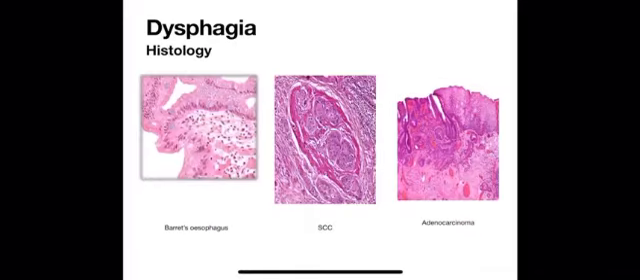This is the histology. First diagram shows an intestinal metaplasia of the lower end of the esophagus, showing multiple columnar cells, which is seen in Barrett's esophagus. The second diagram shows a squamous cell carcinoma, wherein you can make out multiple keratin pearls. And the third one, an adenocarcinoma, wherein you can see multiple layers of columnar mucosa.